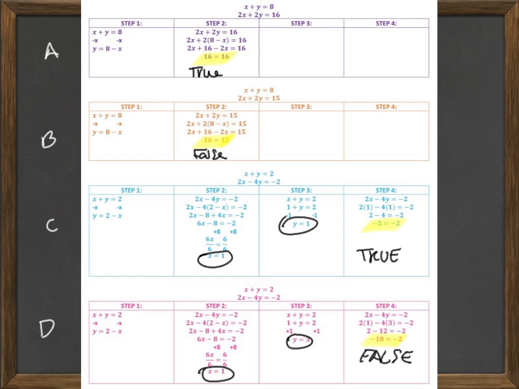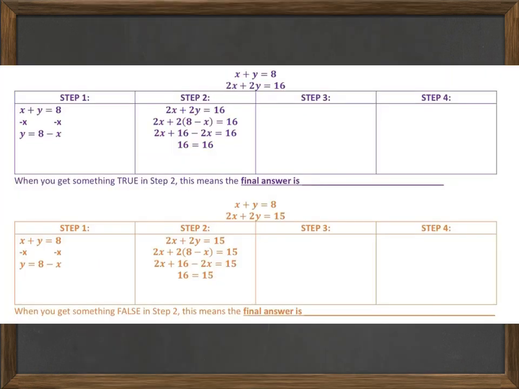Okay, so in case A, if we get a mathematically true statement before we find a value for x or y, what does that mean? Well, when you get something true in step 2, like we did in case A, that means that the final answer is, drum roll, infinite solutions. The key here is that you have a true statement before you are able to find a value for x or y.